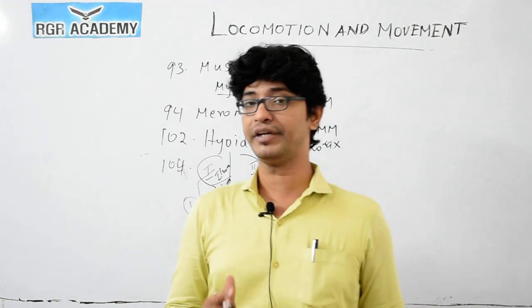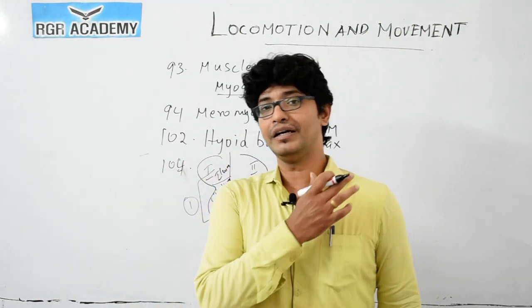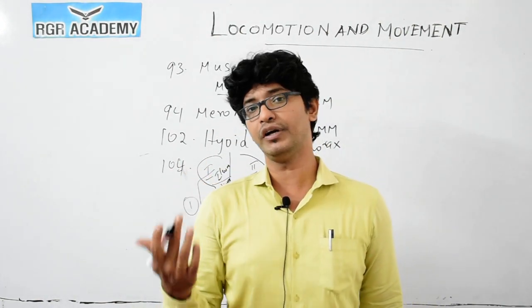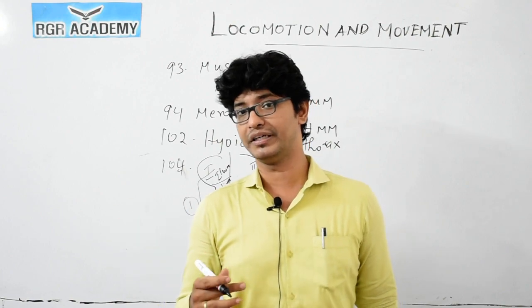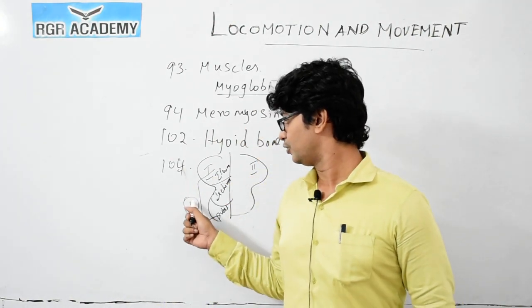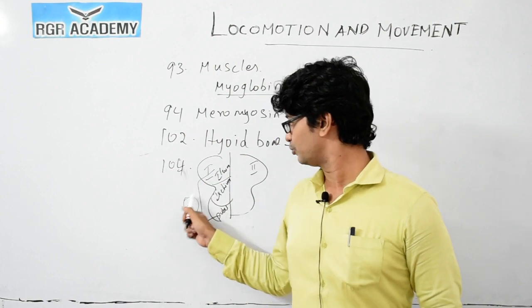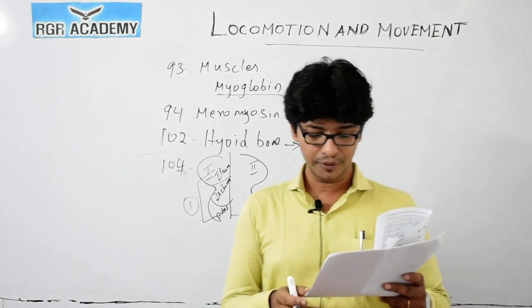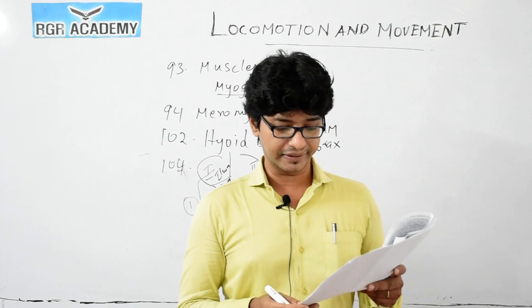But the pectoral girdle is 4 in number. Here it is 2 and here it is 2, the clavicle and scapula. In the pelvic girdle, it is 2, because together it is 1 here and also together it is 1 on the other side. So option 1 is the correct answer.